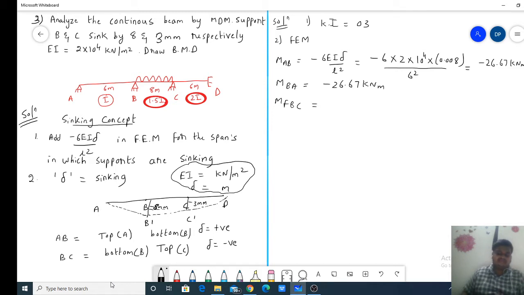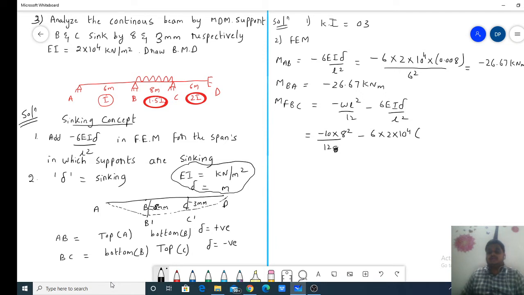Other than this, we also have the load. So due to UDL, what is the formula? This is minus WL square upon 12, and then we have minus 6 EI delta upon L square. Now substitute: this will be minus 10 into 8 square upon 12, that is WL square by 12, minus 6 into 2 into 10 raised to the 4. Here I need to consider the relative sinks, 8 minus 3 means 0.005, and this is upon, instead of 6, what is the span for BC?